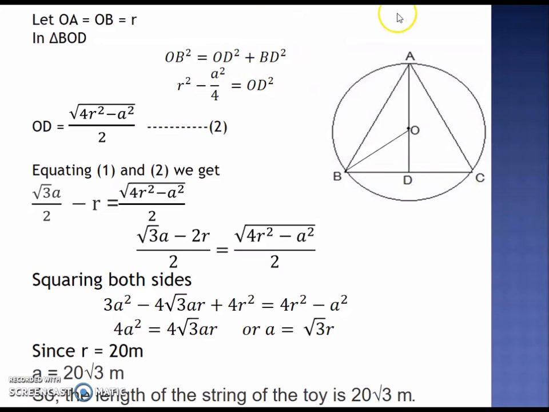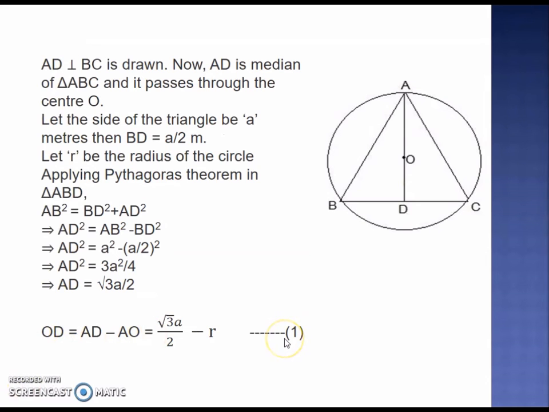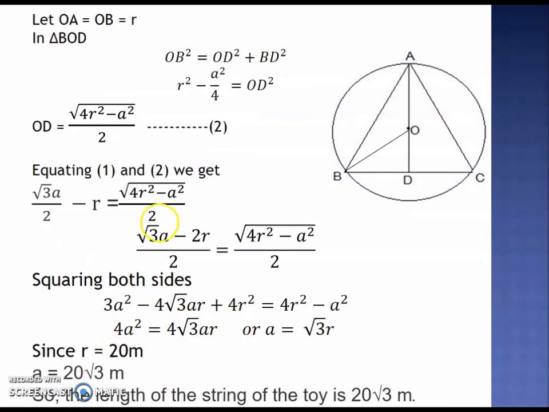OB is the radius and BD is a by 2, so the square of that will be a square by 4. So this is what I get as the value of OD: square root of 4R square minus a square by 2. In equation 1, we have already found the value of OD as root 3 a by 2 minus R. This is also the value of OD, so I can equate 1 and 2 because both are values of OD.